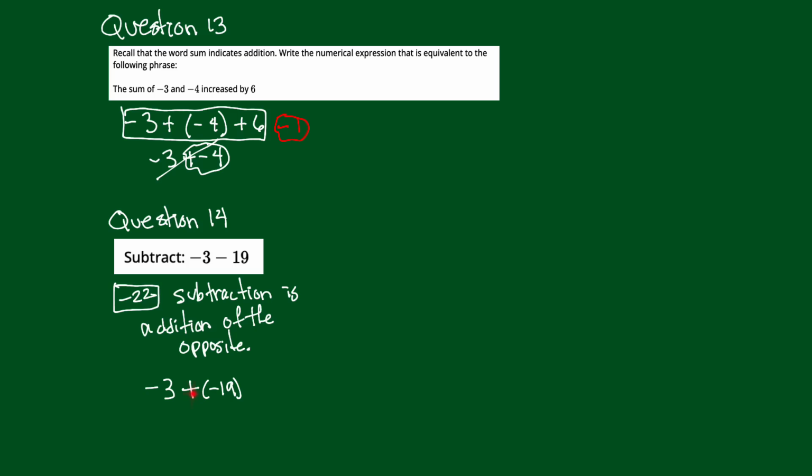I'm adding two numbers with the same sign. So just add their absolute values. So you get 3 plus 19 is 22. Now use the common sign. So when you subtract, you change it to addition of the opposite. And then when you add, you just add the absolute values, 3 and 19, and then use the common sign. The common sign here is negative, so that's where I get the negative 22.